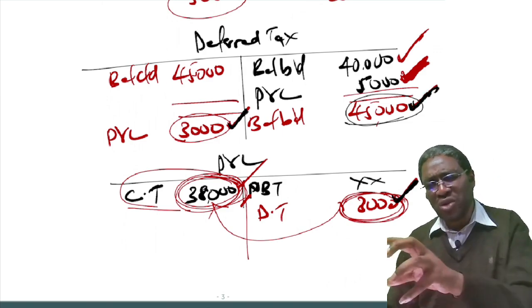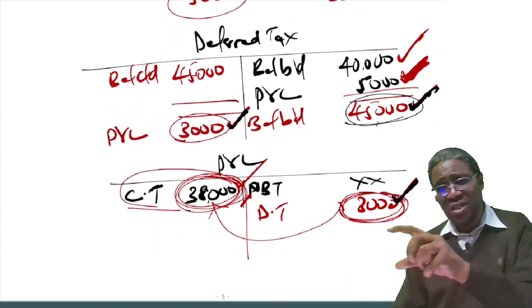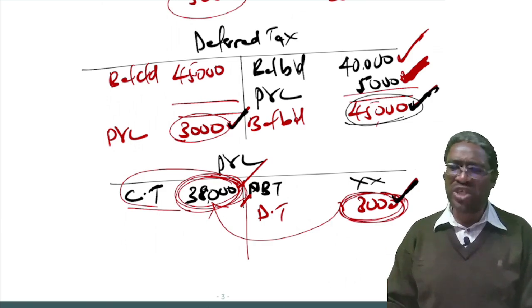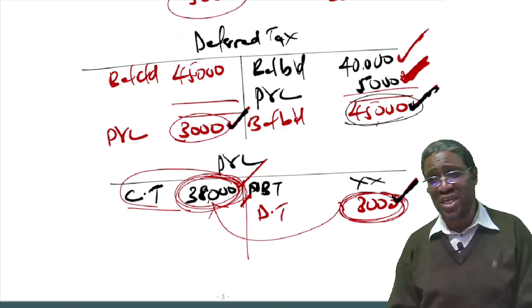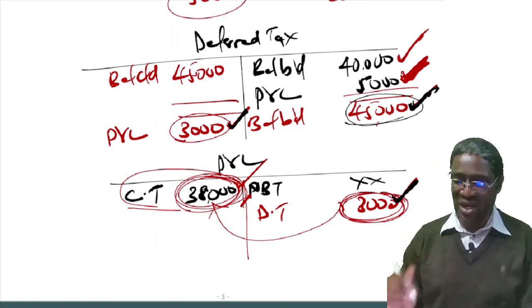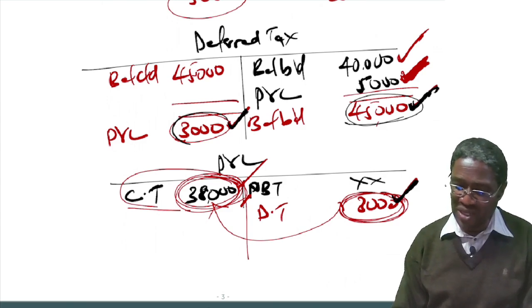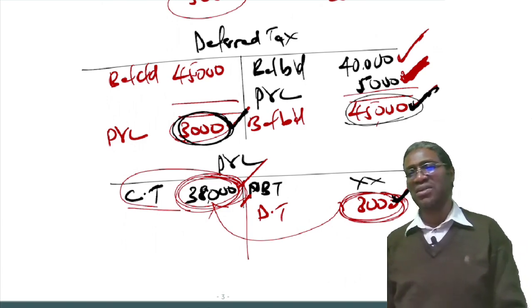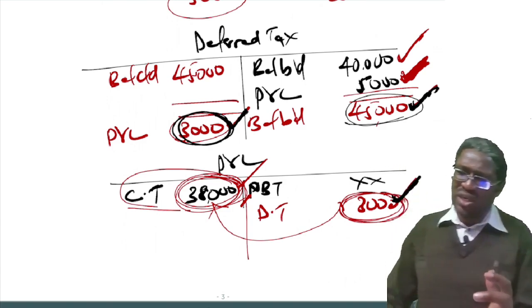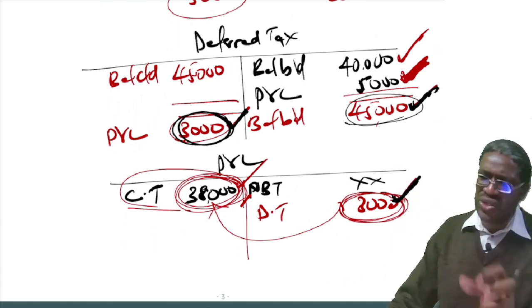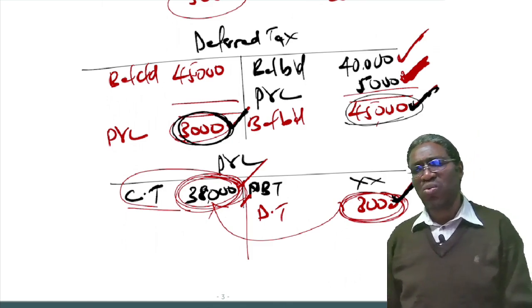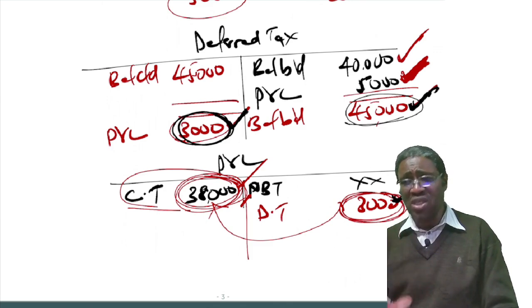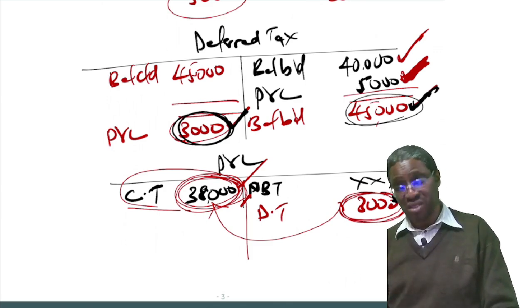So if I'm now required to reduce the deferred tax by 3,000, you cannot reduce a credit by crediting again. You reduce a credit by debiting. So you will debit deferred tax by 3,000, and of course you will credit P&L. What I'm trying to say is that there are different languages that the examiner would use when he's trying to test you on this element or concept of deferred tax.